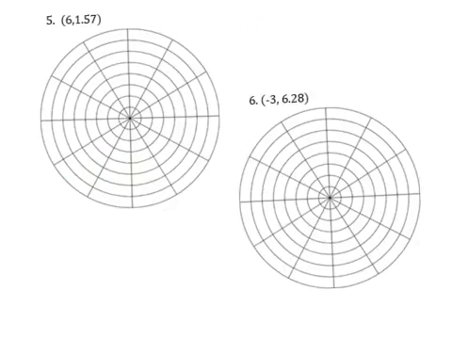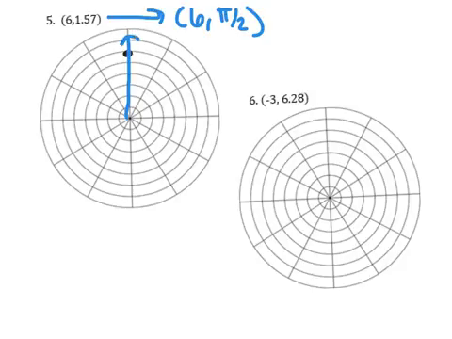Okay, so sometimes I might give them to you in radians or decimals. If you look at 1.57, that is the same thing as pi over 2 because it's 3.14 divided by 2. So I'm going to go to pi over 2 and I'm going to go up 6. So I'm going to go up 1, 2, 3, 4, 5, 6 and put a dot. And there is my (6, 1.57).